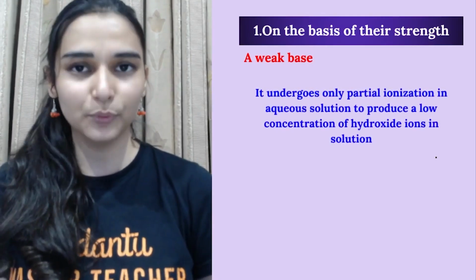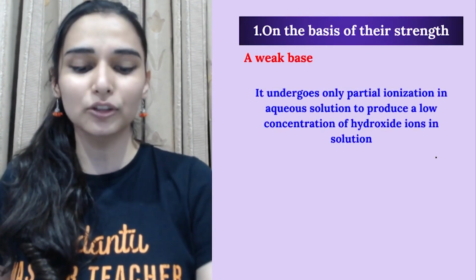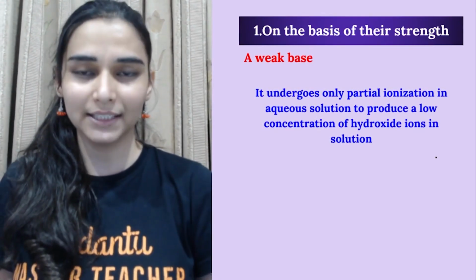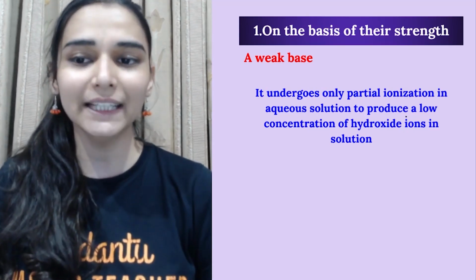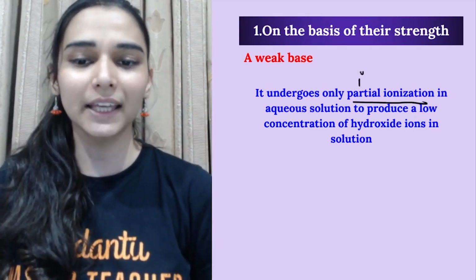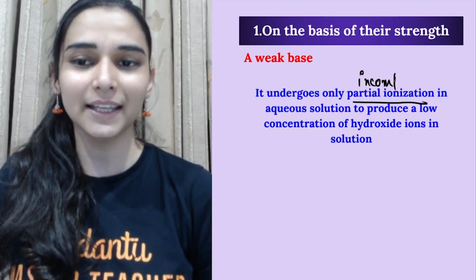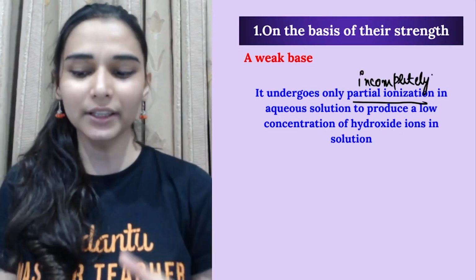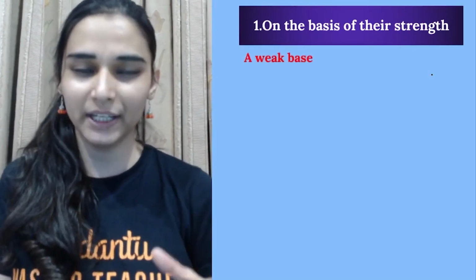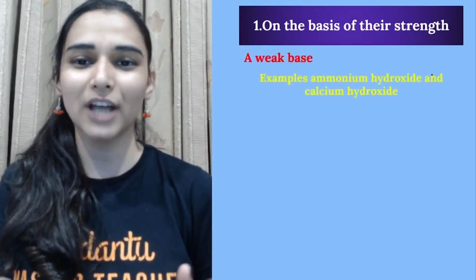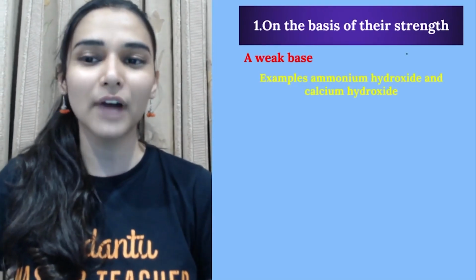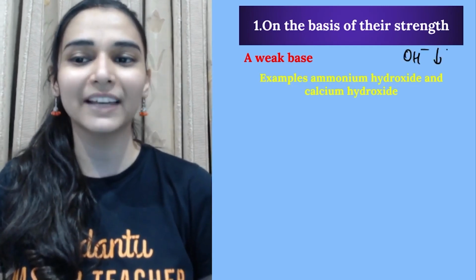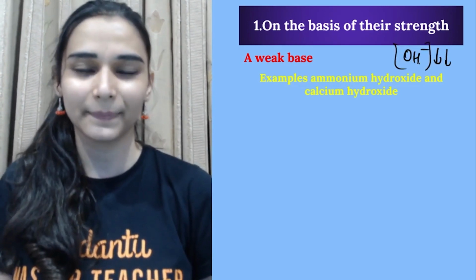Similarly, we have a weak base. A weak base is not going to be completely ionized. That would be partially ionized, or you can say incompletely ionized in water. Incompletely ionized means all the molecules of the base are not going to break down to give you OH ions. So the concentration of hydroxide ions would be very less in this case.